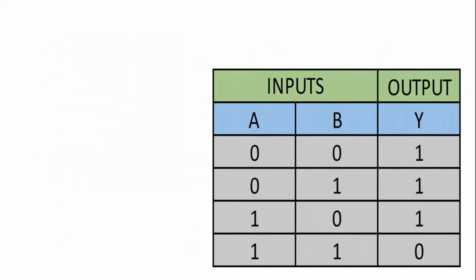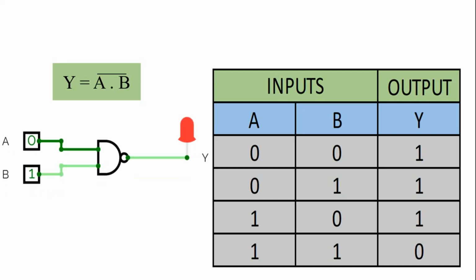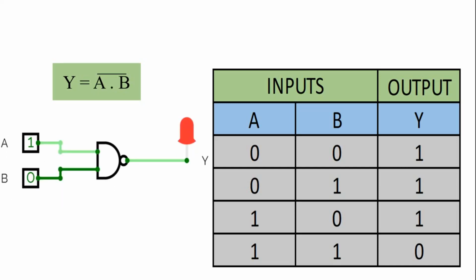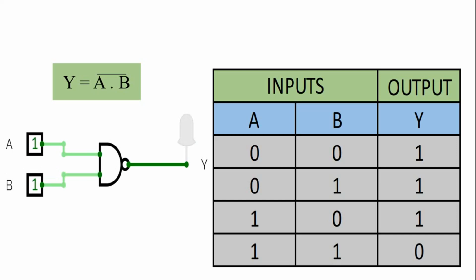This is the truth table of the NAND gate. Here Y equal to (A dot B) whole bar. So when both the inputs are 0, the output is 1. When A equal to 0, B equal to 1, the output is 1. When A equal to 1, B equal to 0, the output is 1. But when both the inputs are 1, the output is 0. Now we will verify this truth table in the simulator.